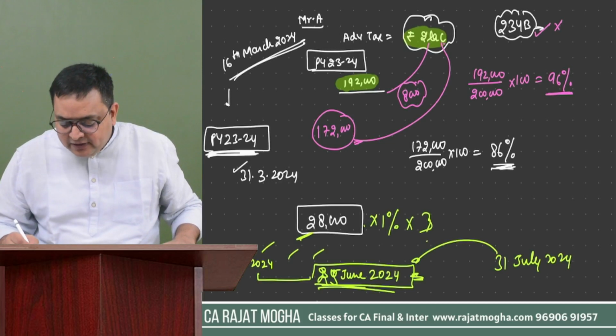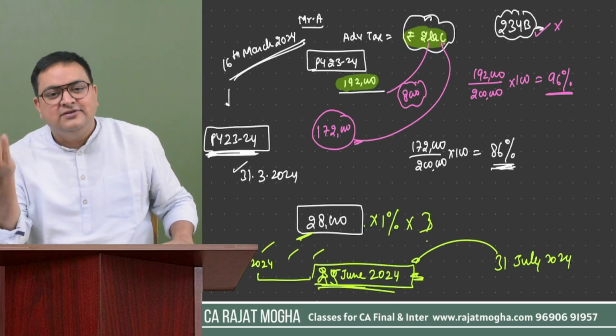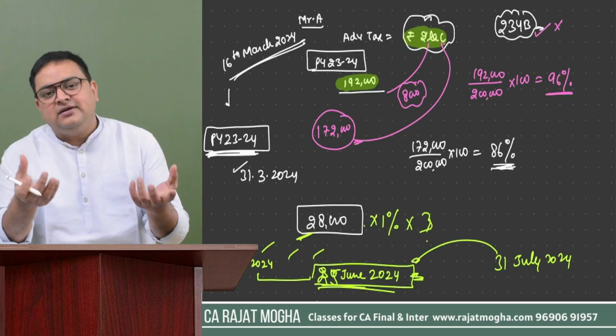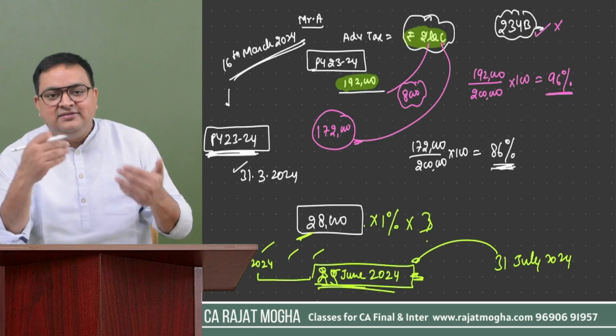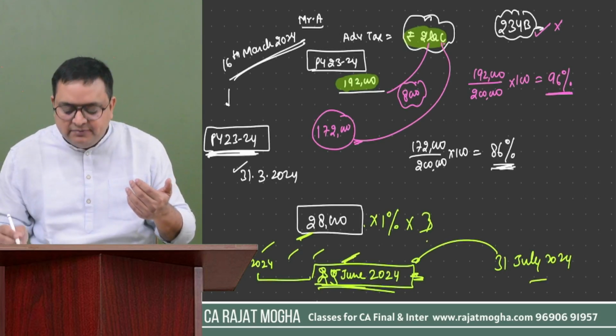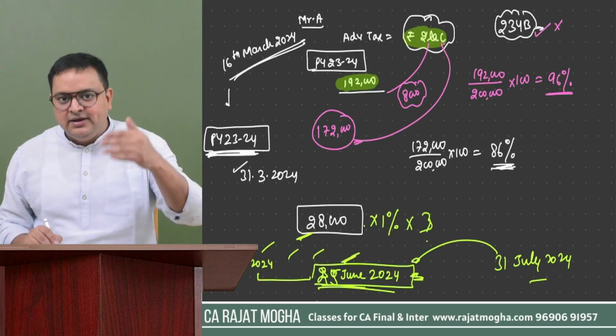Please apply your logic: will you be calculating the interest up to 31st July? The answer is no, because the government wants the money, the government wants the tax. If they have realized the tax in the month of June itself, why would they charge the interest for July? So we have to take it up till the date of payment.